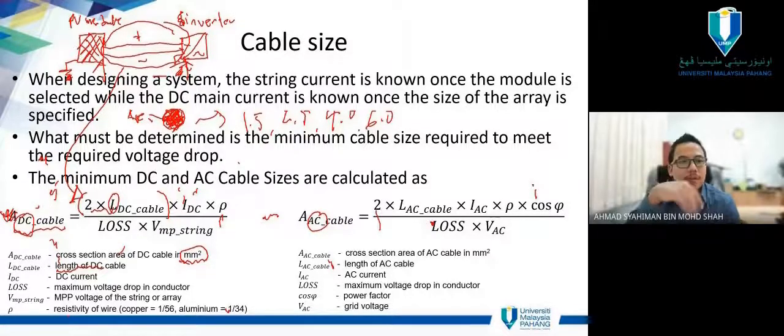To multiply with that. Okay. And then we multiply it with the IDC. IDC, what is that? IDC is the DC current. Okay. DC current. Okay, IDC is the DC current.